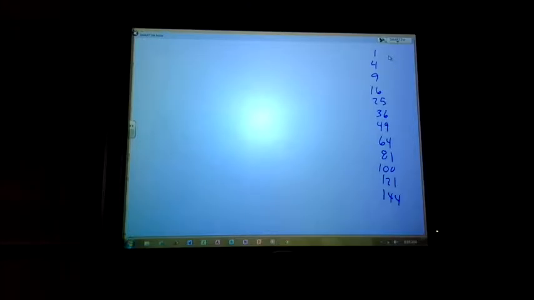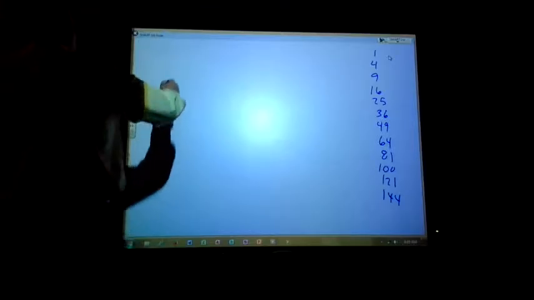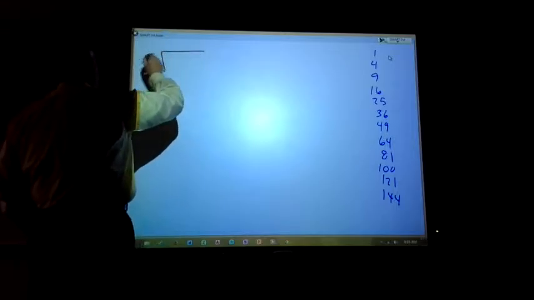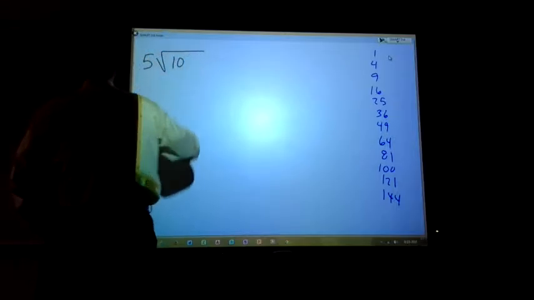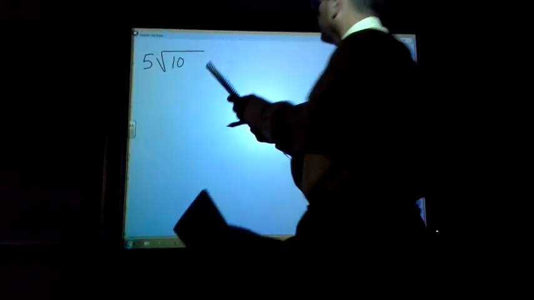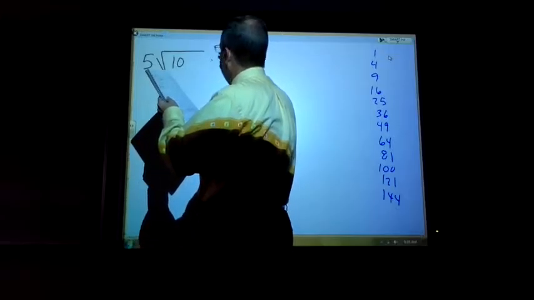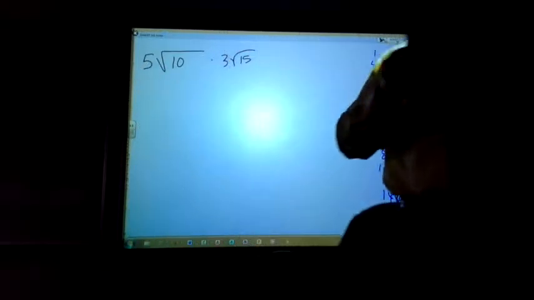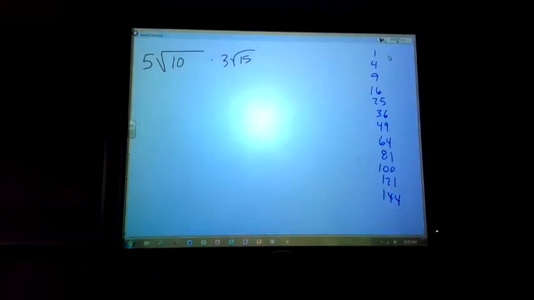The next one, root 25x squared y 6. They skipped one. It was 5 squared, 10 times 3, 15 times what? It was like 5 squared 10 times 3 squared 15. There we go. Okay. So we skipped one accidentally. We'll get there. So that's the next one.